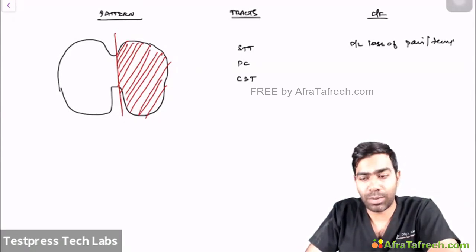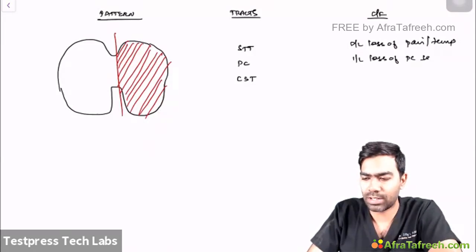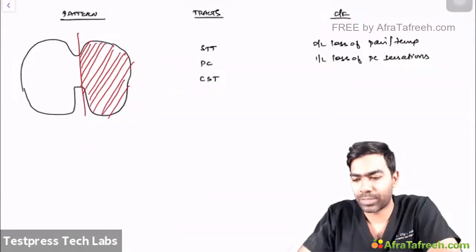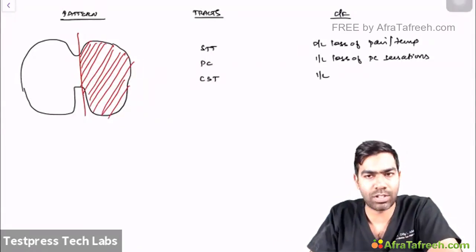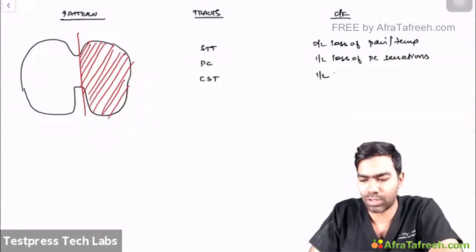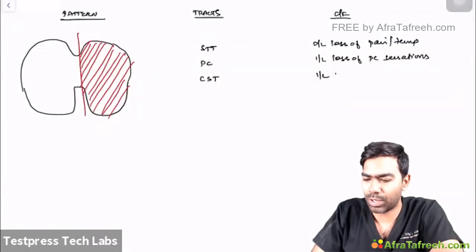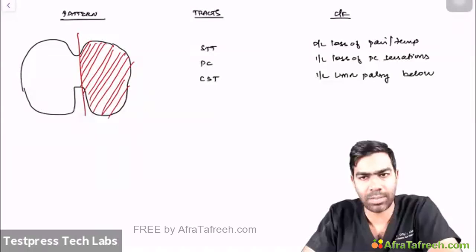And of course, involvement of posterior column will result in ipsilateral loss of posterior column sensations like fine touch, pressure, vibration, joint position, conscious proprioception, and cortical sensation. All these things will be lost on that particular side. Corticospinal tract closely follows the dorsal column only, so they also will have ipsilateral loss of power. So I can write ipsilateral UMN palsy, UMN paralysis below the level of the lesion. It will be paralyzed because it's a descending pathway.